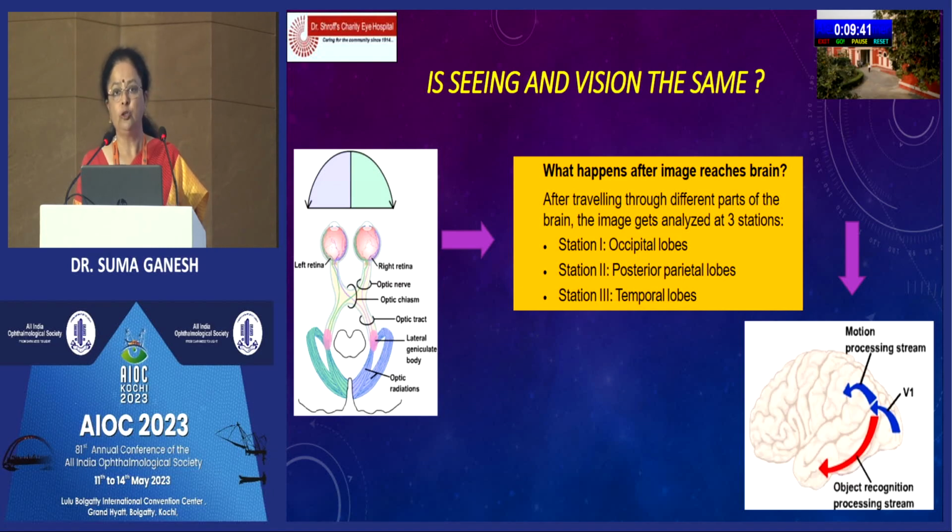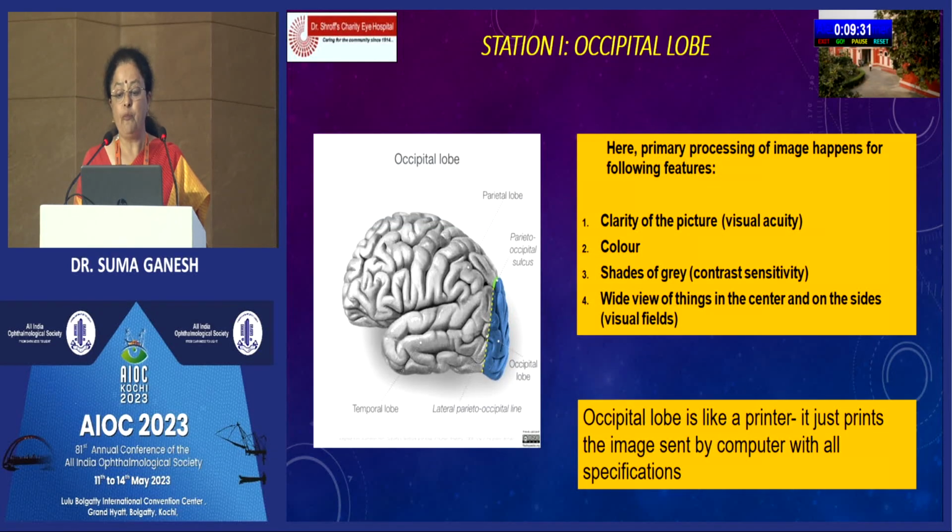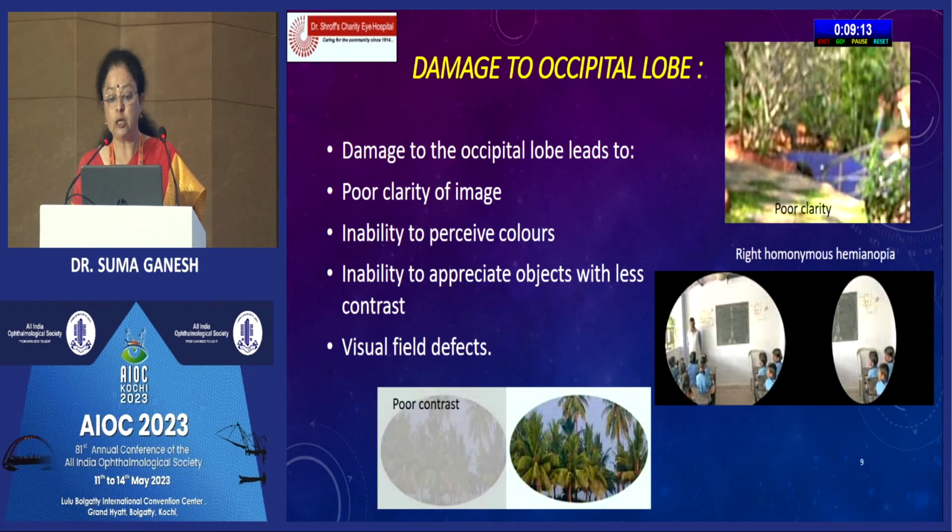In most cases, we do get an MRI, which will be one of the topics where we'll discuss how MRI correlates with our higher visual deficits. She has again mentioned testing of visual acuity, color, contrast sensitivity, and visual fields in all children with CVI. There are instruments to measure these important things for checking occipital lobe function. Damage to the occipital lobe will cause poor clarity. There may be inability to perceive colors, and there will be less contrast and visual field deficits.